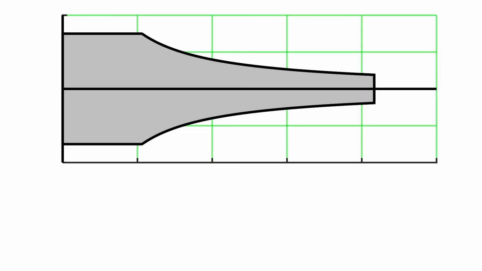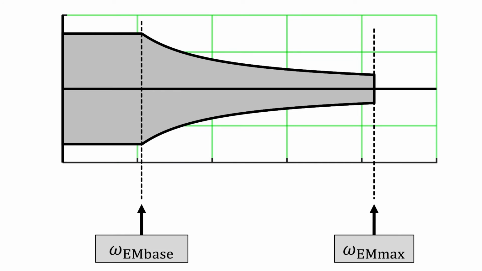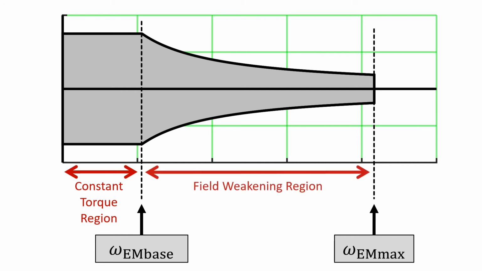There are some terms we will use to describe the operating region of an electric drive system. The maximum speed. The base speed is the point where the torque starts to drop. Below the base speed, we say the electric machine operates in the constant torque region. Between the base speed and the maximum speed, we say that the machine operates in the field weakening region. Here the power is constant in the ideal case, however, in the real case, power often drops at high speed.